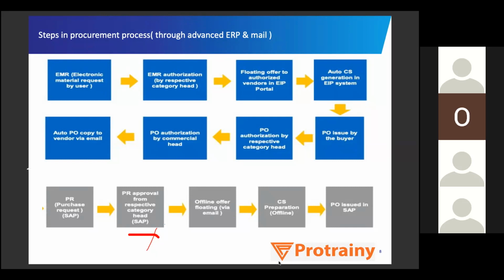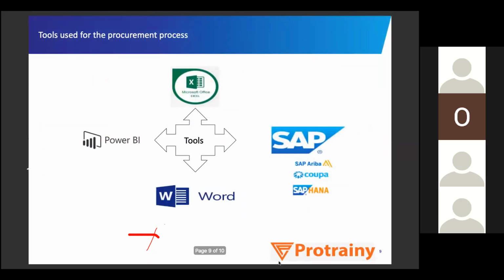Okay, so I'm moving ahead to the next slide. So the next slide is the tools that are used in the procurement process. So majorly Excel is used. I'm telling you this thing that in third year or fourth year, if you are not learning anything technical, please try to learn Excel. If you are good at Excel, then many things you can do on your own, or many jobs you will be getting very easily. So Excel is the thing. You should know about Excel.